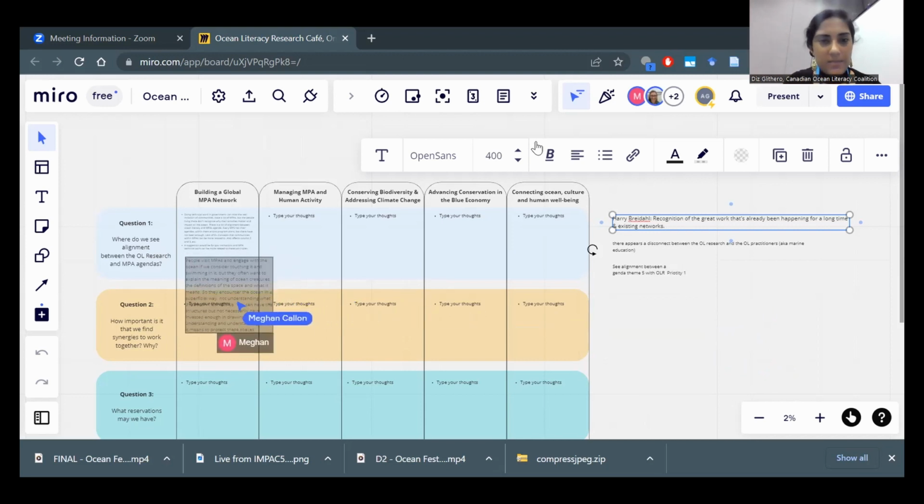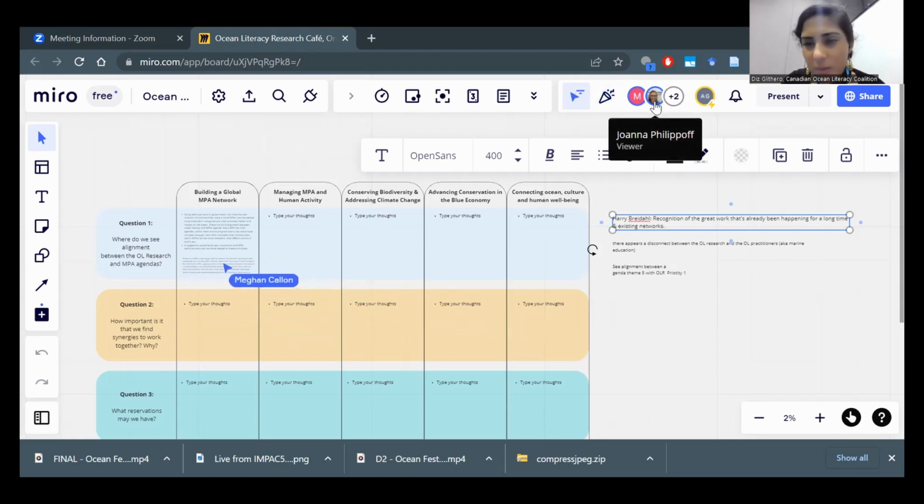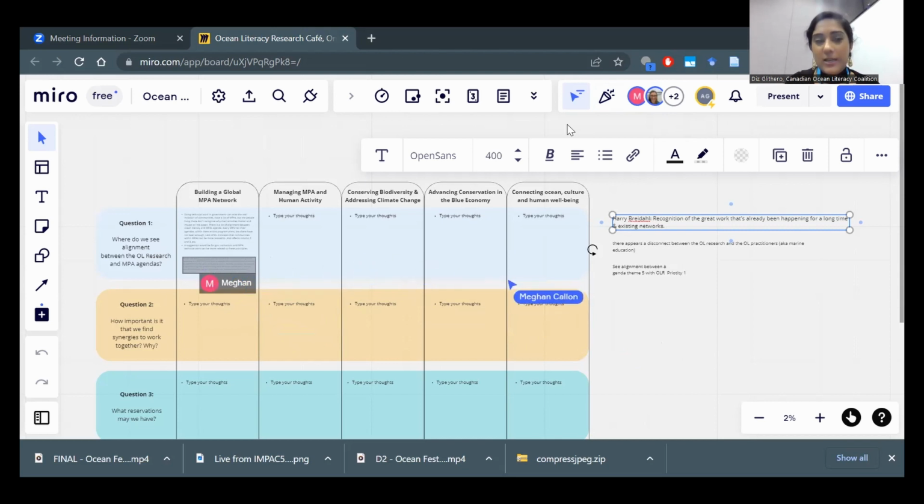And thank you for your thoughts, Megan. It looks like there are a few of you who've been able to access the board. Is this true? Is there somebody that's in there? It was just Joanna. Oh, you can view it. Okay. And Meg, there was also Will Lyons in the chat who put a comment in as well.